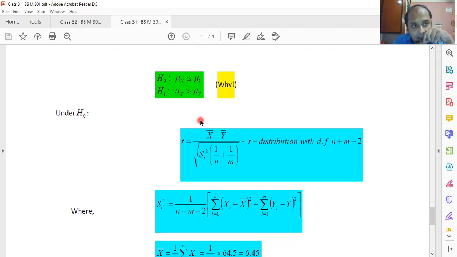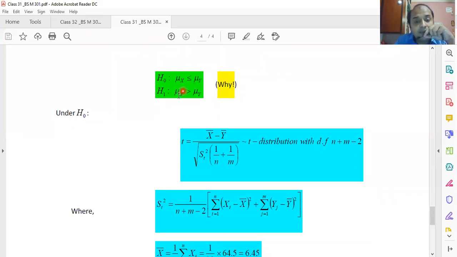But I wrote it intentionally, and you have to understand and learn this kind of thing, where you decide what to write in the null hypothesis. If I write mu x less than mu y, what does it mean? That the mean effect of vitamin C on the persons who are getting the medicine is less than the mean effect of placebo.